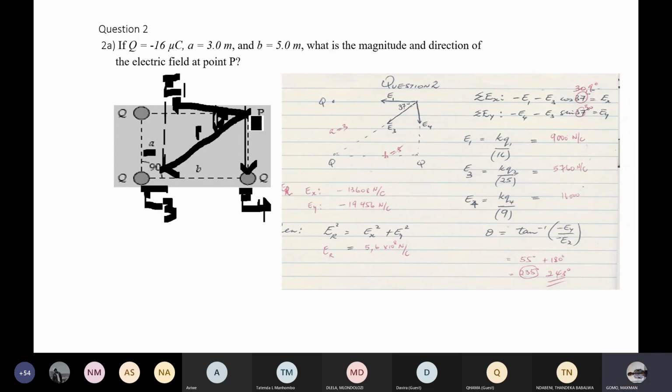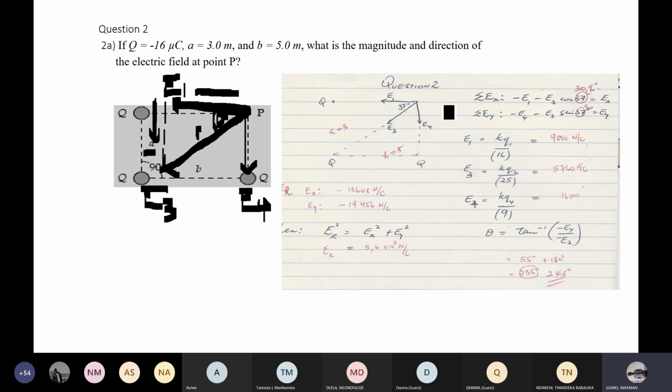After getting theta, you have to resolve this force, which is E3. So you need to find the components of E3 with respect to theta. The first one will be this side here at the bottom. It's going to be E3 cos theta. Why? Because it's adjacent to this angle. Then this side here, it's facing down, and it's going to be E3 sine theta.